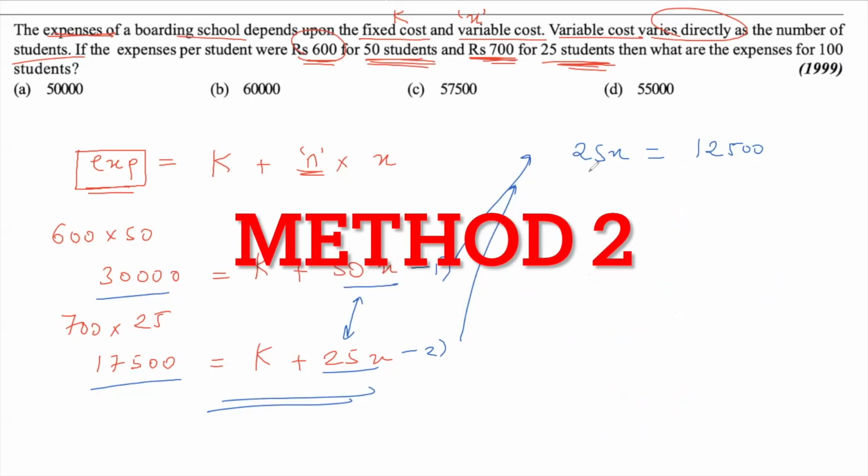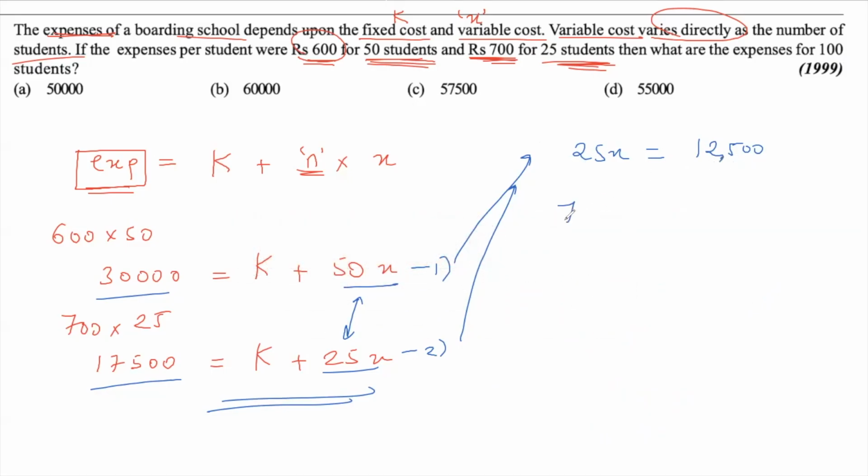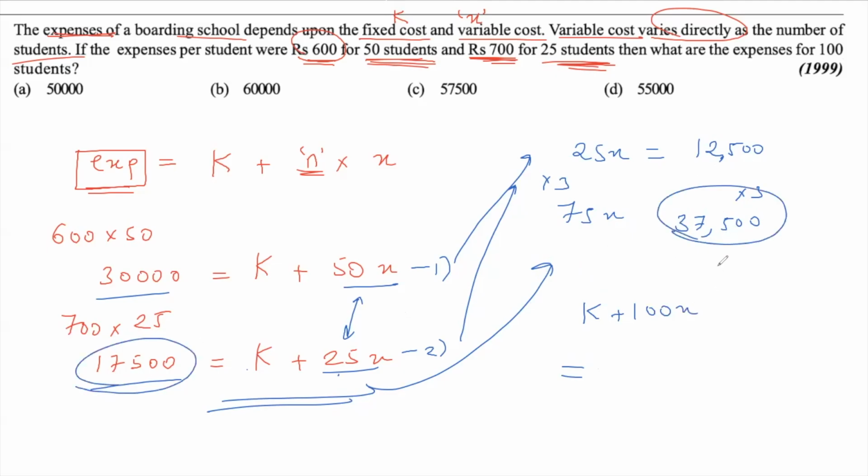The other way is, if 25X is 12,500, then multiply both sides by 3. You will simply get 12,500 triple is 37,500. Now add the 75X to the second equation. Your right hand side would become K plus 25X plus 75X. That is K plus 100X, which is equal to 17,500 plus 37,500, which is simply 55,000. We have actually got the total expenses for 100 students, K plus 100X, and straight away our answer is 55,000. A very quick shortcut and gives the answer option D very instantly.